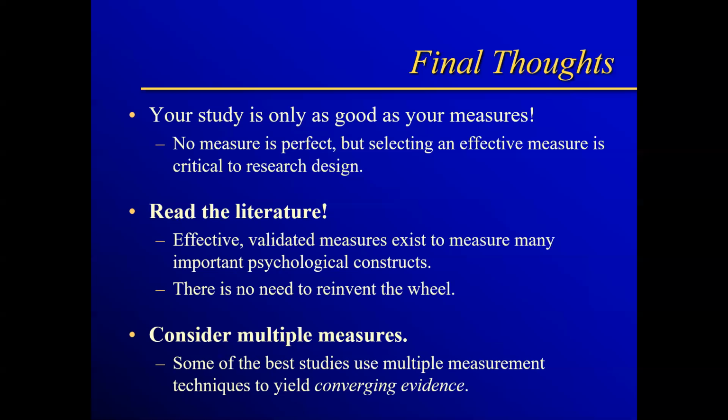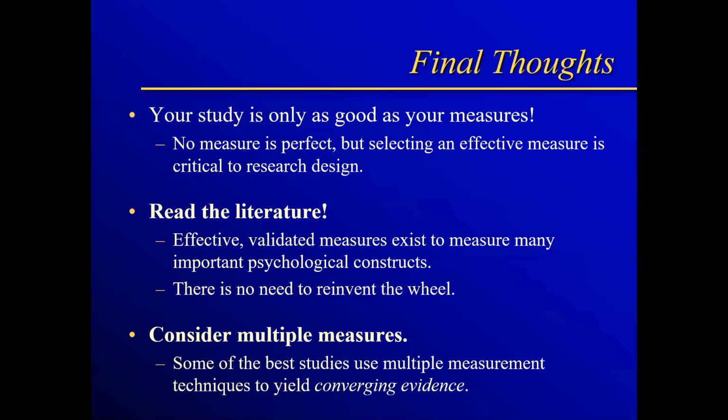And then consider multiple measures. Some of the best studies use multiple measurement techniques to yield this idea of converging evidence. If I wanted to measure smoking, I should use multiple different ways to measure smoking to make sure I'm tapping into everything and that they're all reliable. So I could do a self-report, asking participants how often they smoke.